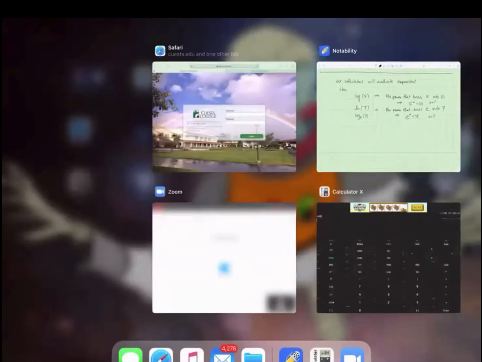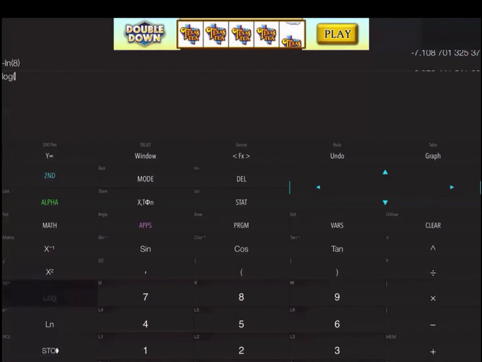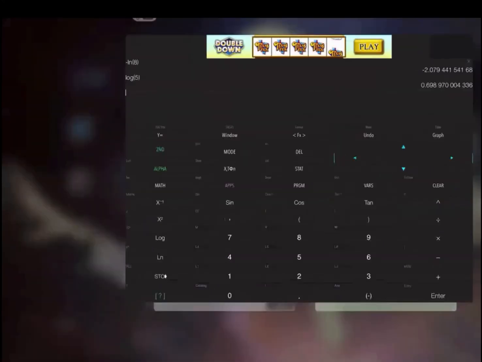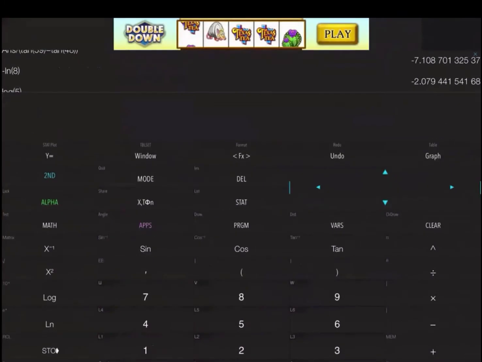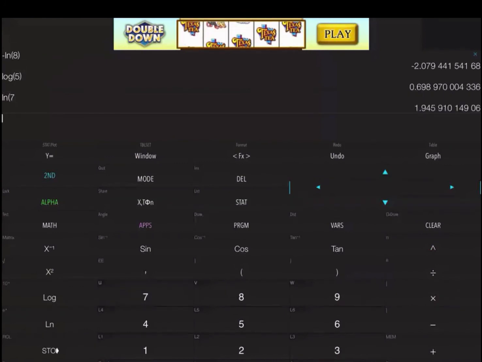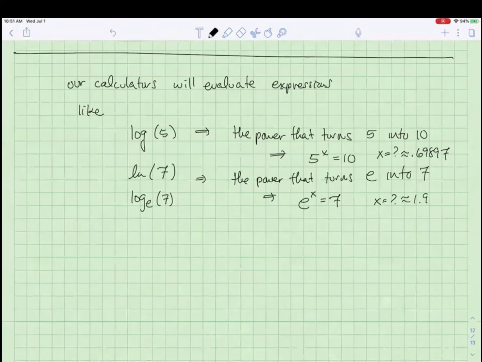Here. The log of 5 is about 0.69897. So this is approximately 0.69897. And the power that turns E into 7 is the natural log of 7, which is about 1.946. And the calculator has no problem doing that.